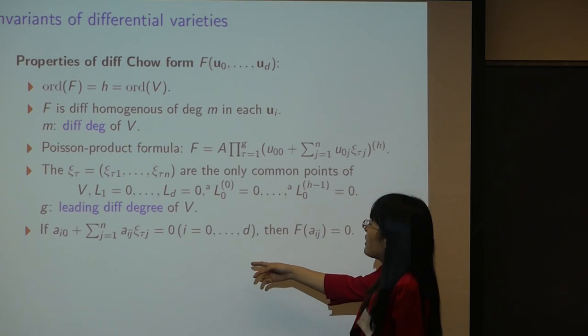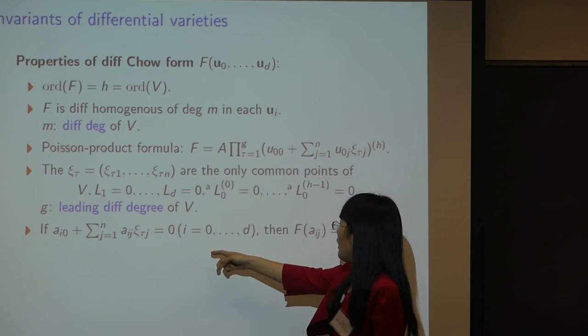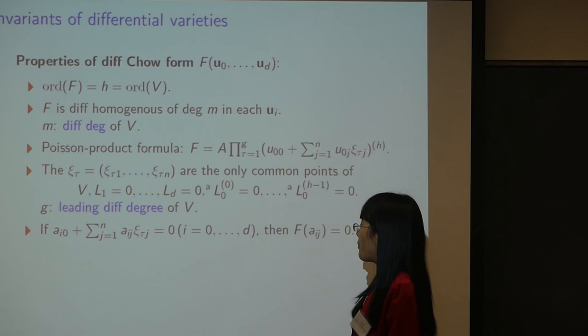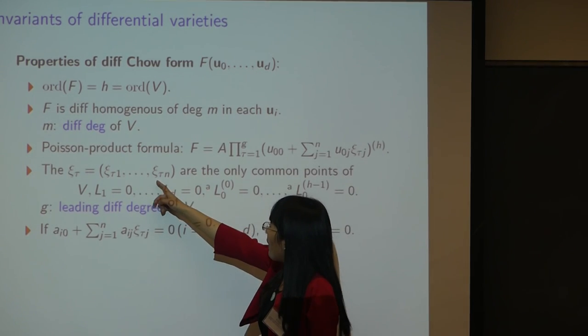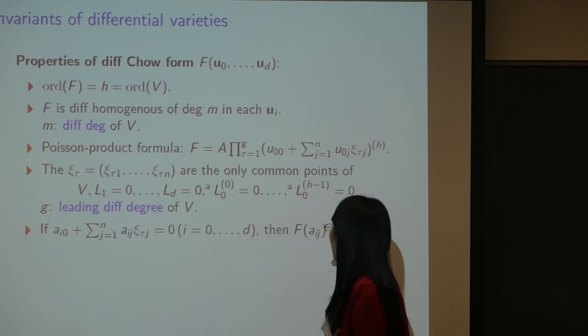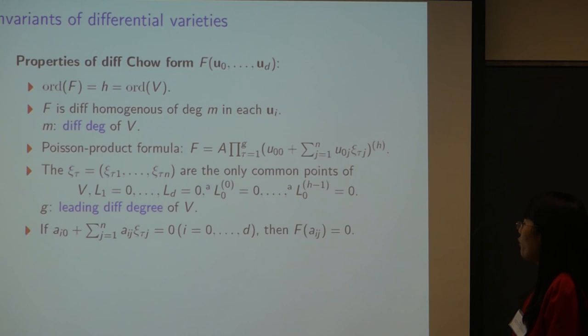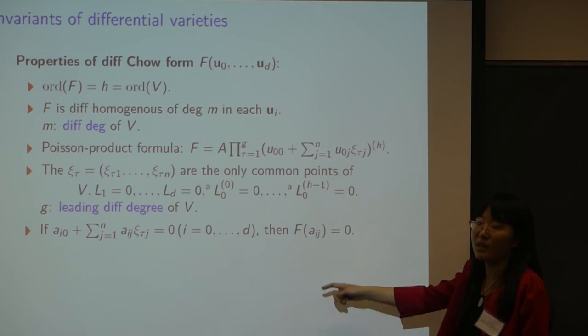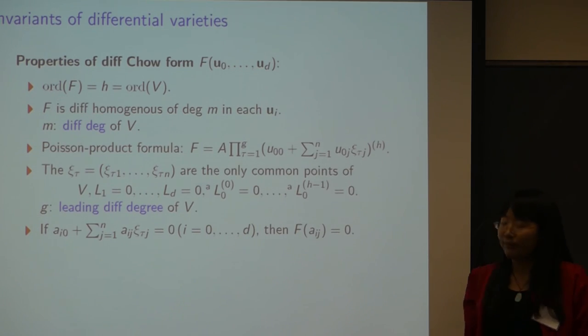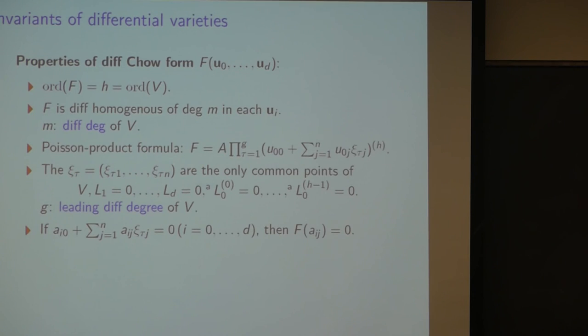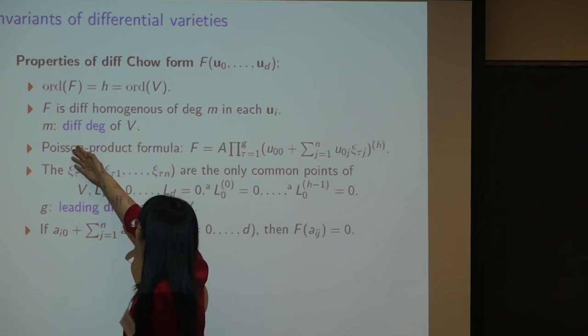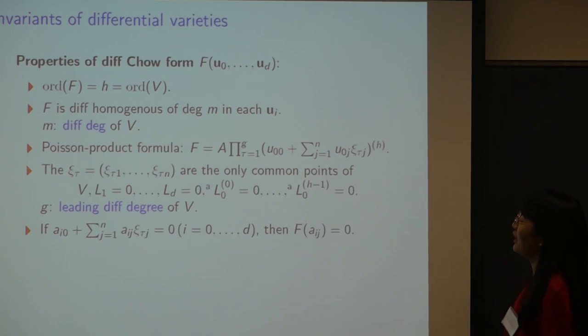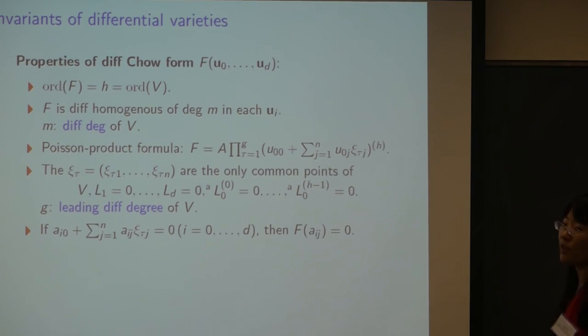And the last property says, if given d plus one differential hyperplanes passing through a point, then the differential Chow form should vanish at the coefficients of these d plus one hyperplanes. And these are the properties of the differential Chow form, and we also saw that if a differential polynomial F enjoys these four properties, then it should be the differential Chow form for a certain differential variety. So it is a necessary and sufficient condition for a polynomial to be the differential Chow form of a certain variety.